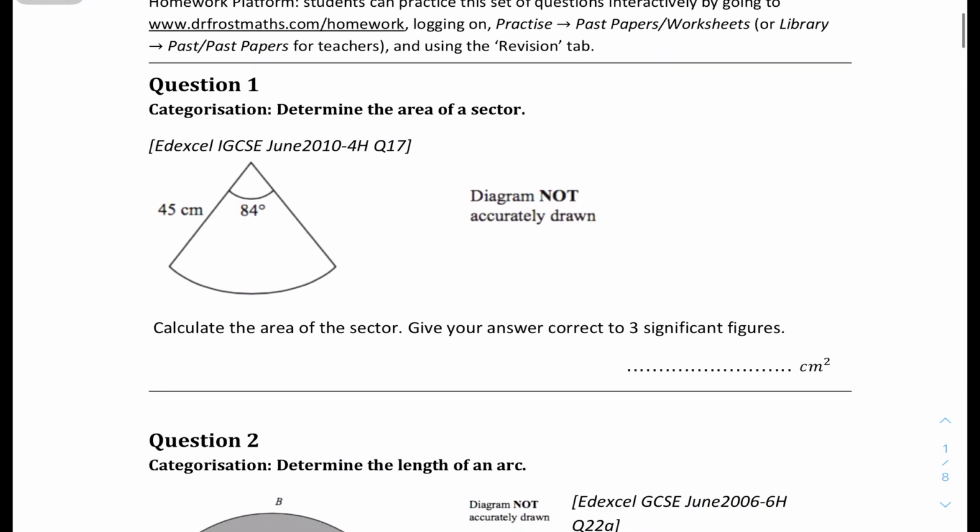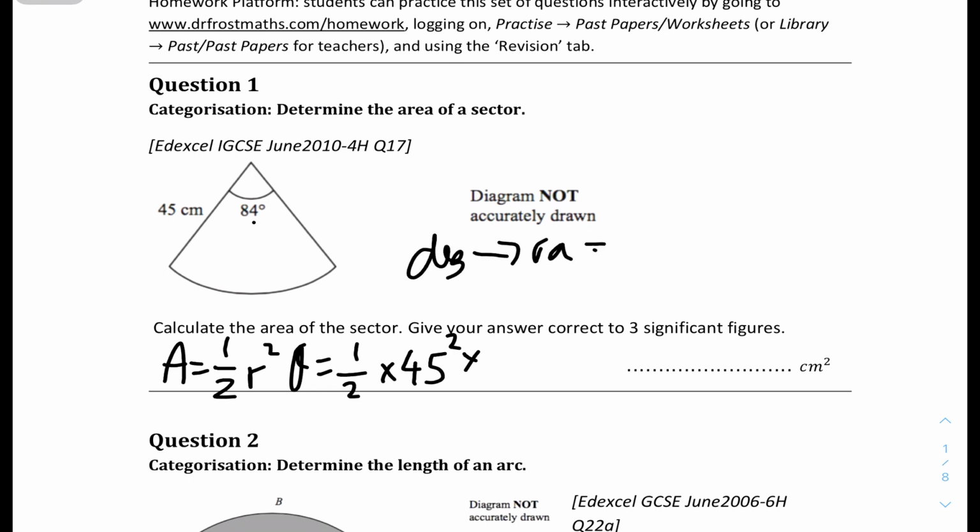And now we have question 1. Calculate the area of this sector, giving your answer in 3 significant figures. So remember, area is equal to half r squared theta, and we have to keep in mind that this theta has to be in radians. So it'll be half times 45 squared, and for 84 degrees, to convert from degrees to radians, we have to times by pi over 180. So it'll be 84 over 180 pi, and if you put that into your calculator, the final value will be around 1480 to 3 significant figures, and that's the answer.